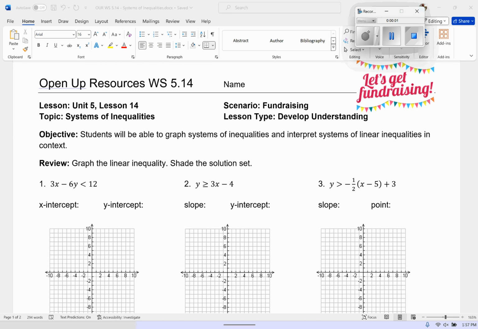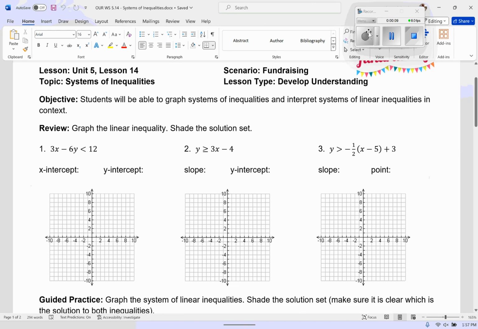3. But I don't think I did 1, 2, and 3. Is that correct? That would have been a homework, right? All right, so let's take an honest look at 1, 2, and 3.